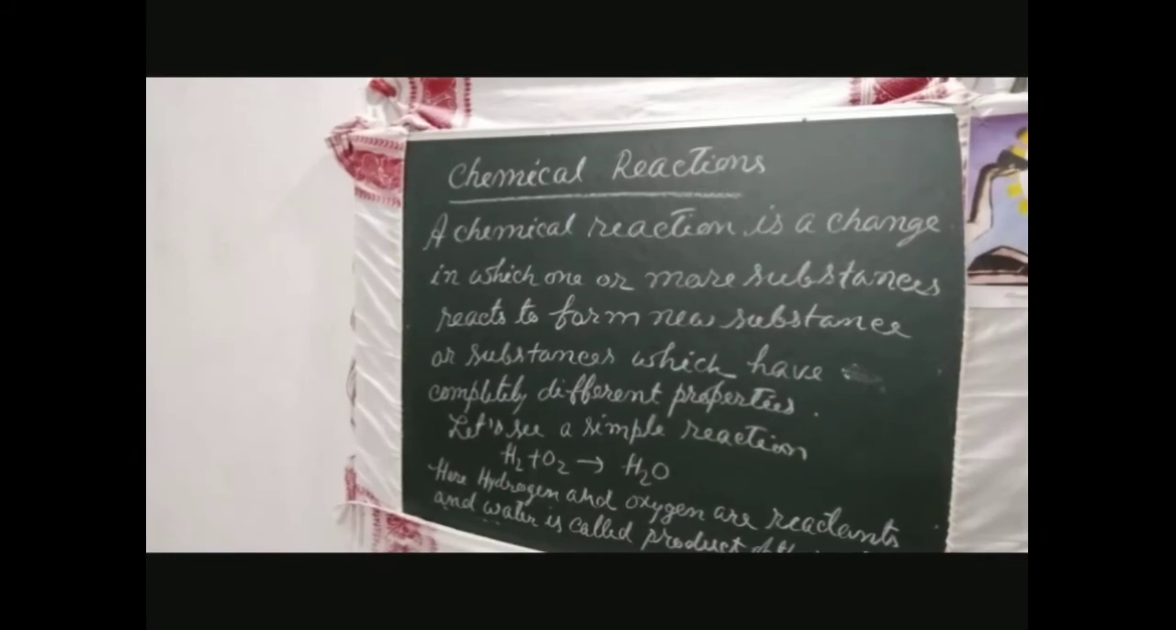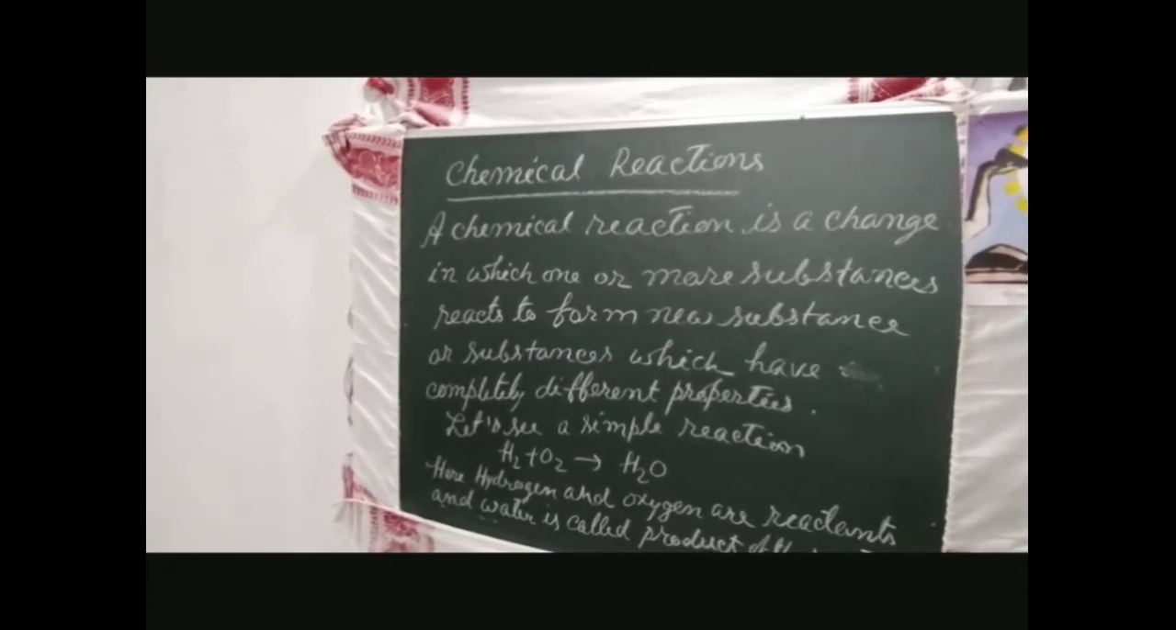Thus, a chemical reaction is a change in which one or more substances, known as reactants, react to form new substance or substances which have completely different properties. Let's take a simple example of a reaction. H2 plus O2 gives H2O. That means hydrogen and oxygen combine together to form water. Here hydrogen and oxygen are reactants and water is called the product of the reaction.